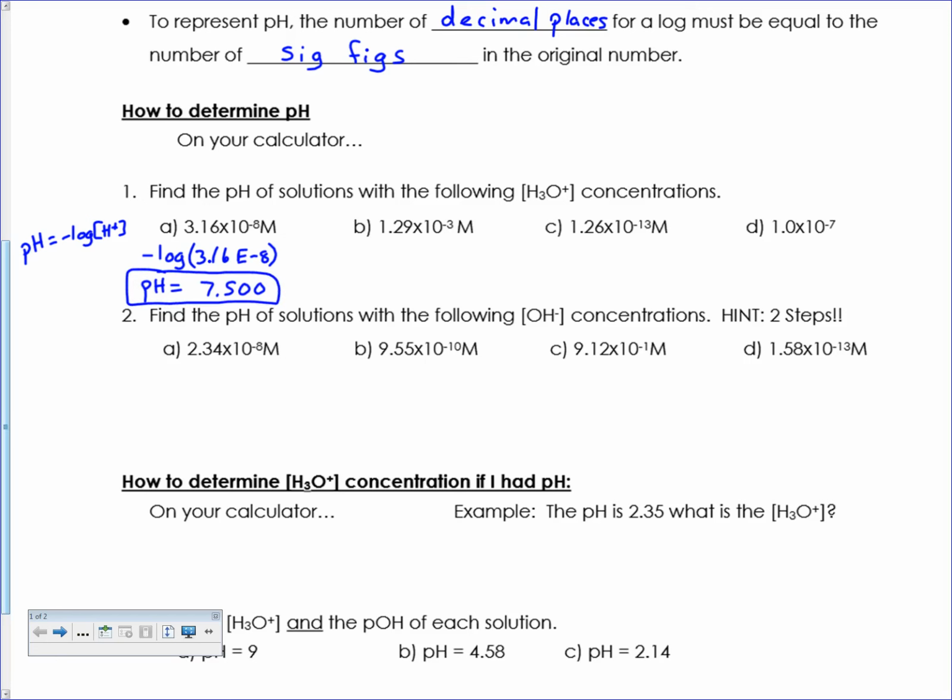Problem B, very similar. You're going to have negative log of 1.29 times 10 to the negative third. Plug that in, you get 2.889.